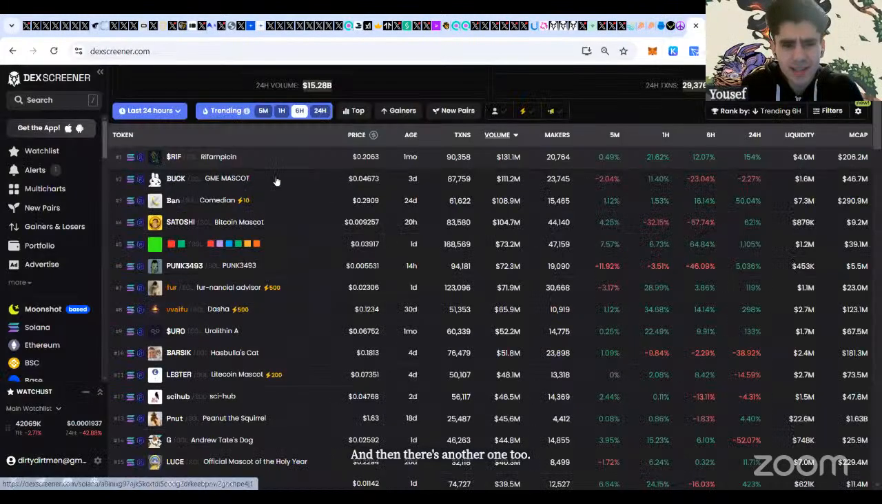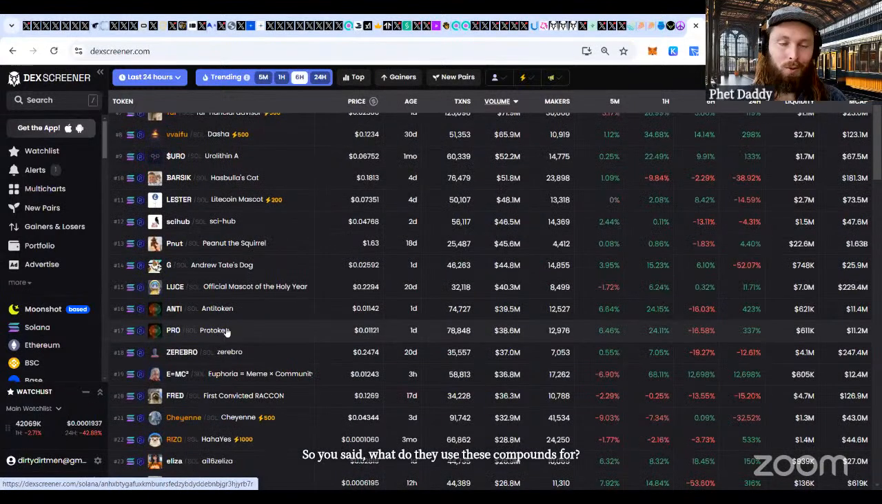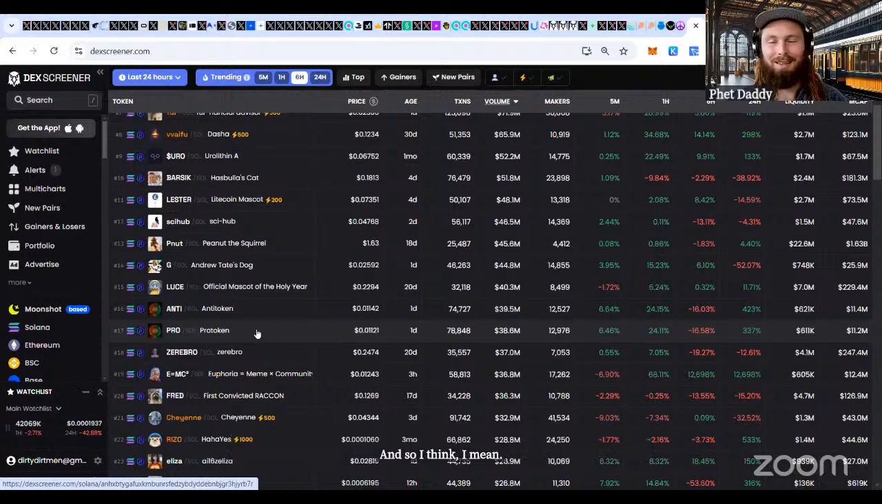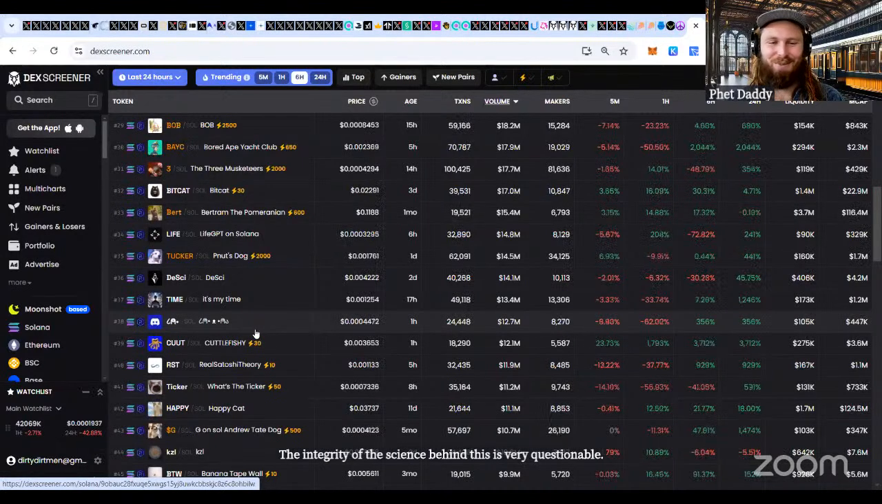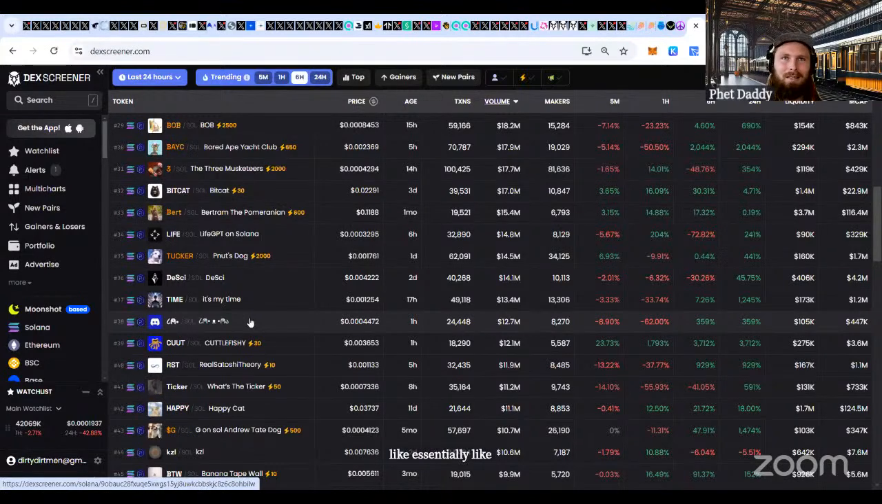So you said, what do they use these compounds for? In the vein of pump science, they're trying to determine if they'll extend life. And I think the integrity of the science behind this is very questionable. But I'm pretty sure the way it works is that they have essentially the equivalent of a CNC machine that automates these experiments. So they take a little petri dish with these nematodes and automatically expose them to these compounds.